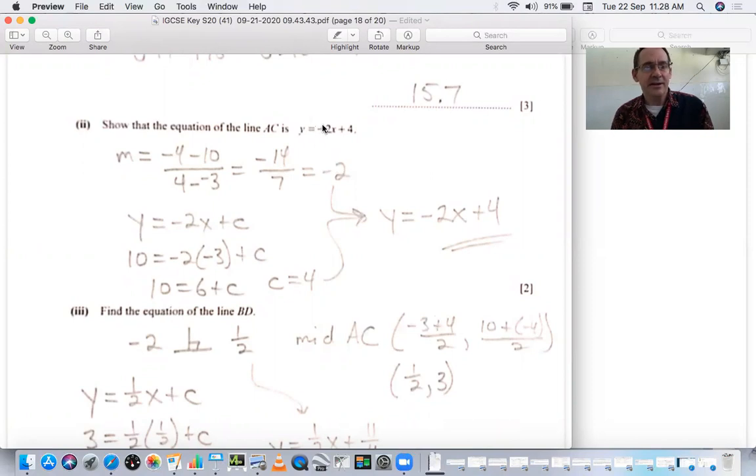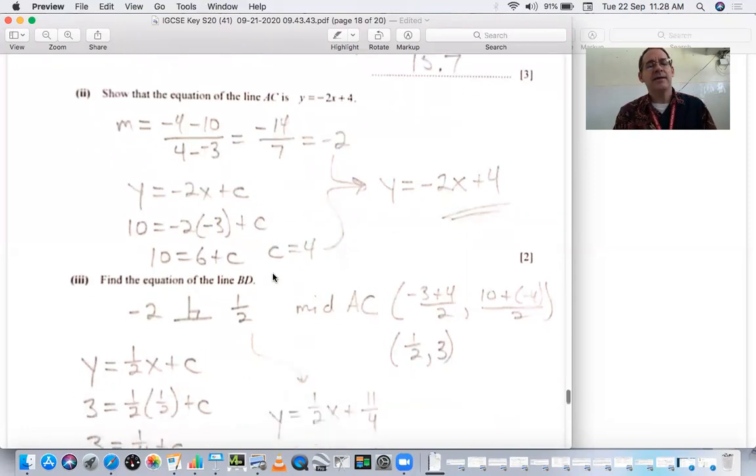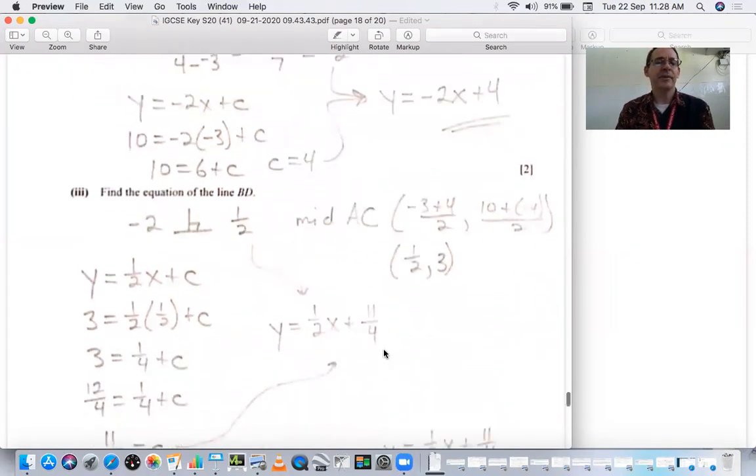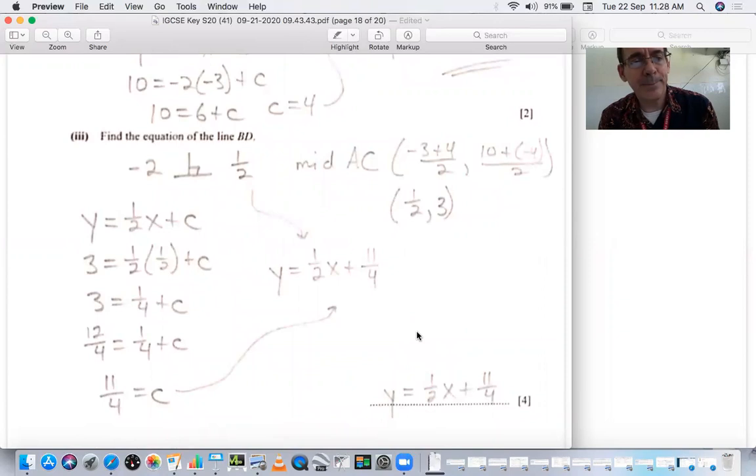Well, first we need to verify that slope. So we take our A and C, do our y2 minus y1 over x2 minus x1, and we get -14/7, which is -2. And then we plug in either one of our points. I took the -3, 10, plugged it in for the x and the y, and calculated that c is +4. Plug those into our y equals mx plus c formula, and we get the equation of the line they asked us to find. Find the equation of the line BD.